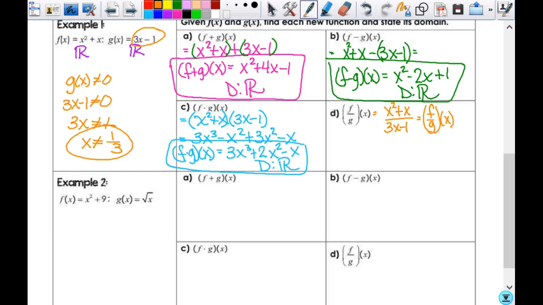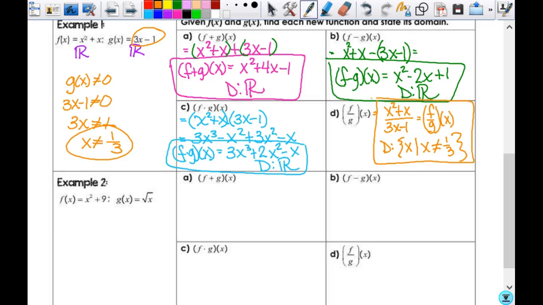So I can write that a couple of different ways. I could write it in inequality notation. I can write it in interval notation. That's how we've been doing it. But we can also write it in set notation. I can say that it's a set of all x's such that x cannot equal 1/3. You need to know what that looks like too. Okay. Everybody okay with all of that? Any questions at all?